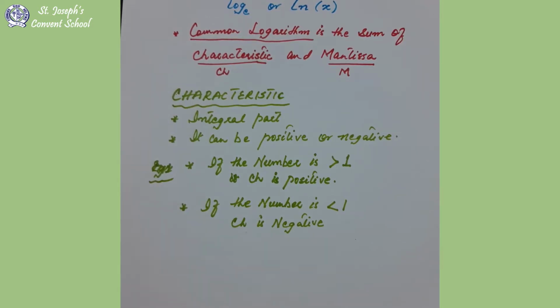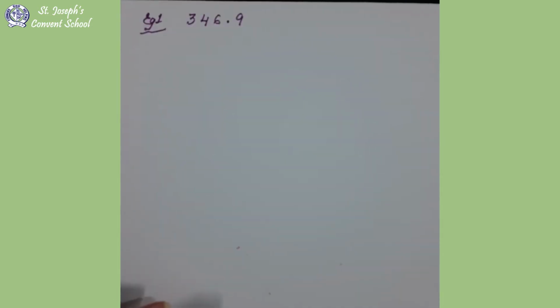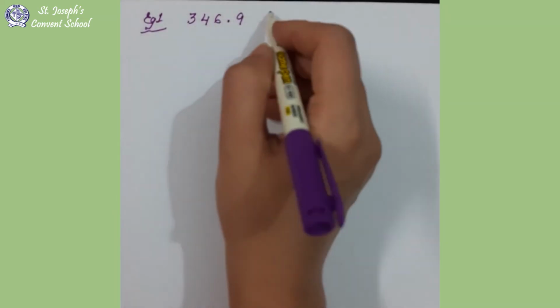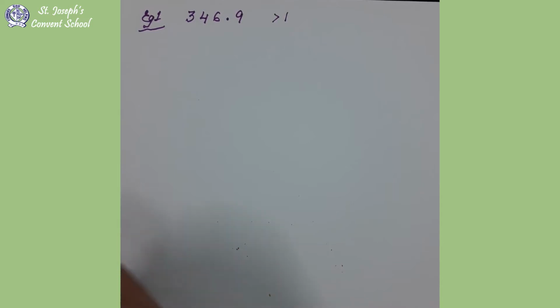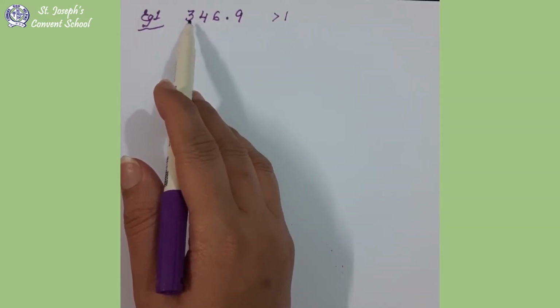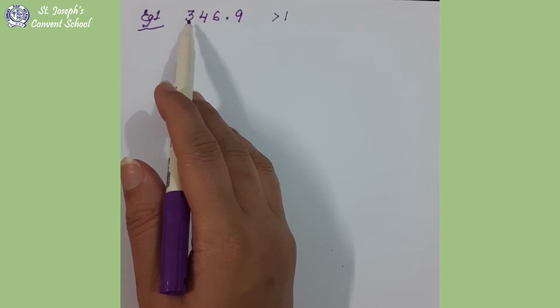Now let me explain with the help of examples how to find the characteristic. Let me give you the first example: 346.9. You can see 346 is greater than 1, so you will get a positive characteristic. How to find the characteristic? We shift the decimal after the first non-zero digit. Always shift the decimal after the first non-zero digit.